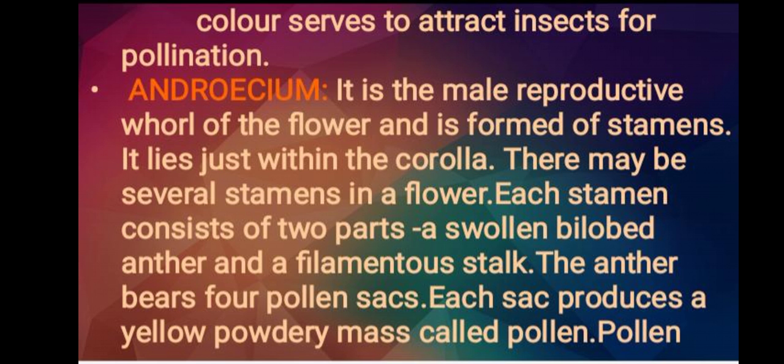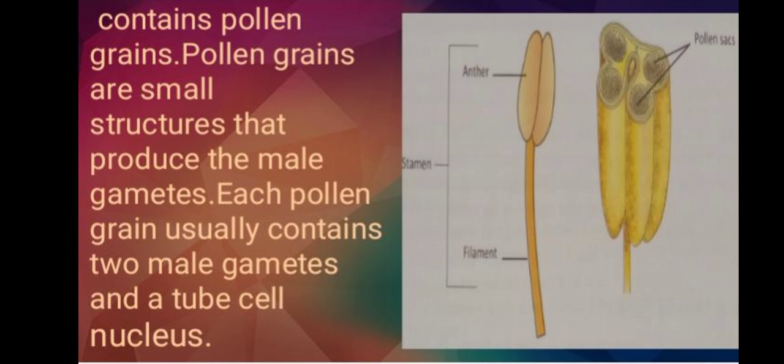The anther bears 4 pollen sacs. Each sac produces a yellow powdery mass called pollen. Pollen contains pollen grains. Pollen grains are small structures that produce the male gametes. Each pollen grain usually contains 2 male gametes and a tube cell nucleus.